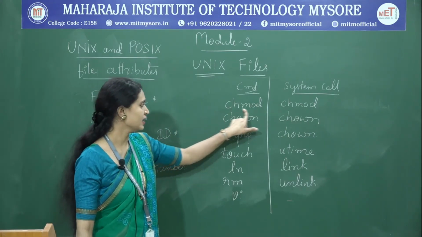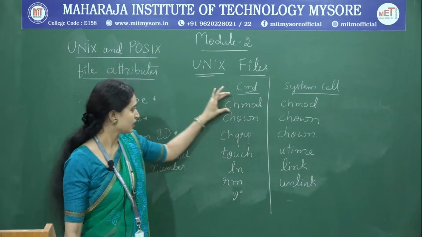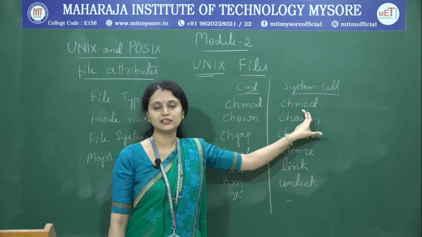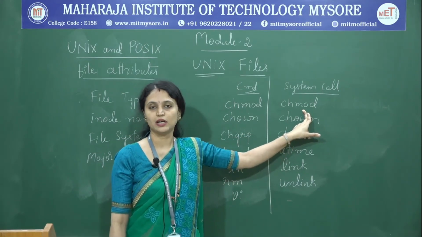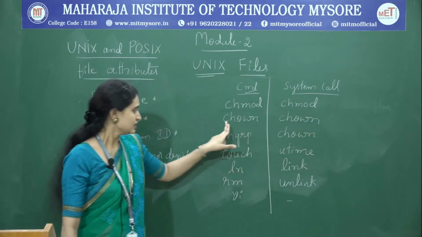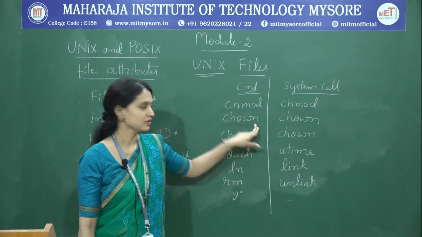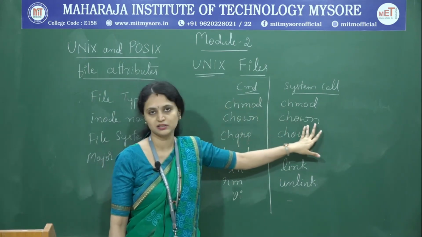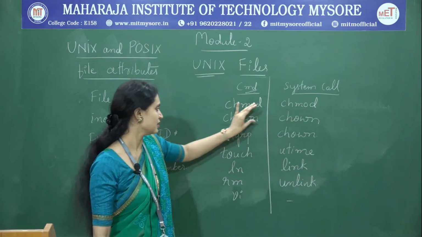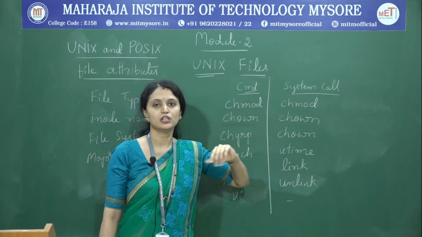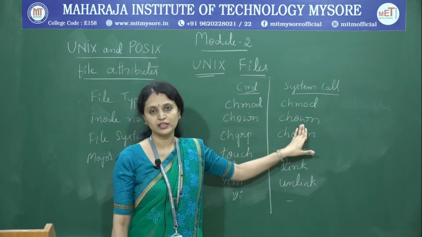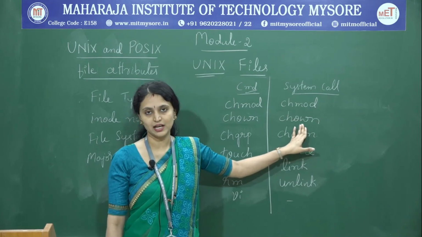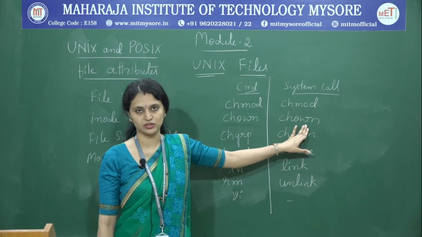Among that, the first one is chmod, that is change mode. So this command, correspondingly this system call, will change the last access time, last modified time attribute of a particular file. Similarly, change ownership. So the command and the corresponding system call. This command can also be invoked by using this system call. So this command and this system call will change the user ID, the group ID, as well as the last modified time, last accessed time, and everything.